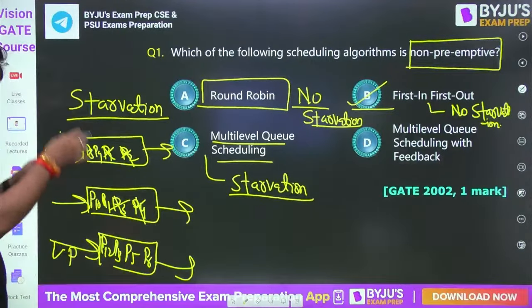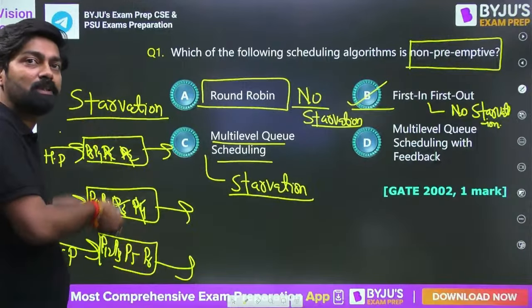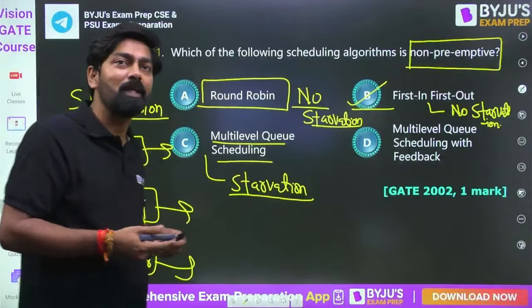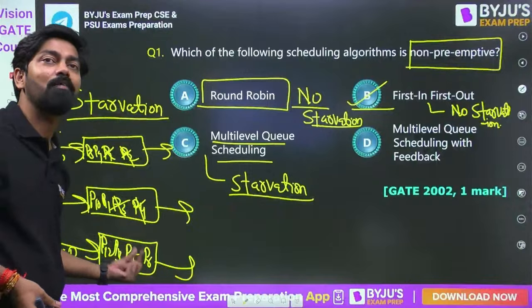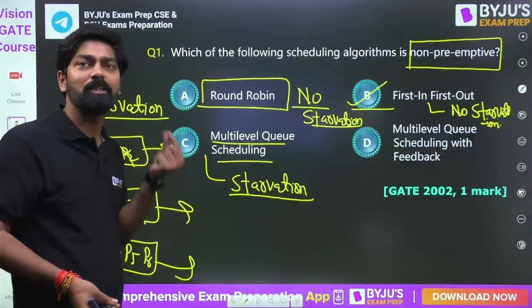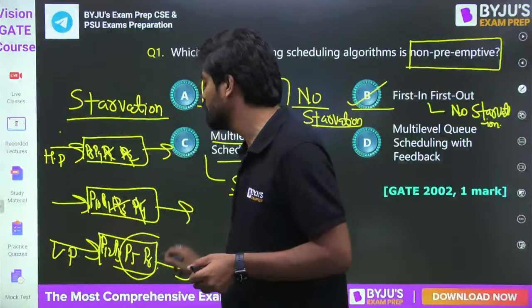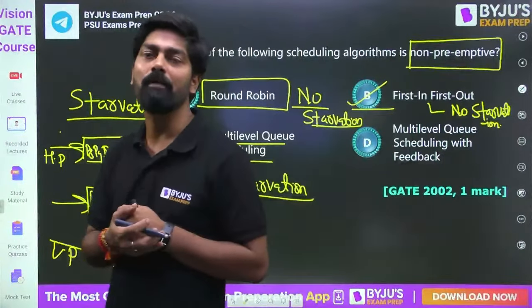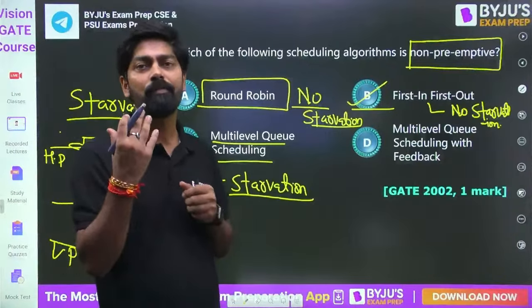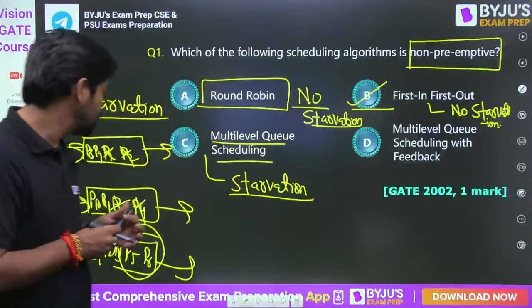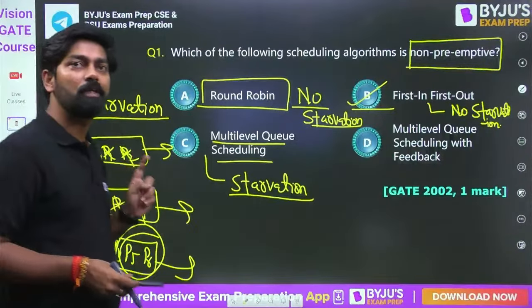So what will happen if this strategy is followed? If higher priority processes keep on coming, what does it mean? This process will wait for an indefinite amount of time. That is nothing but starvation. So this process got starved. Starvation means indefinite waiting. So in multi-level queue, there is starvation.